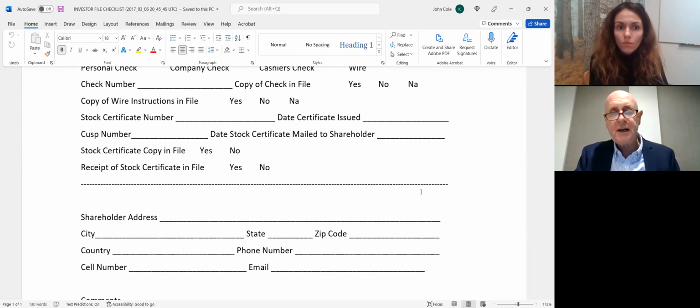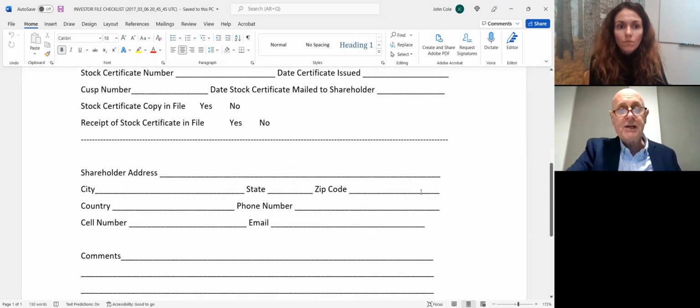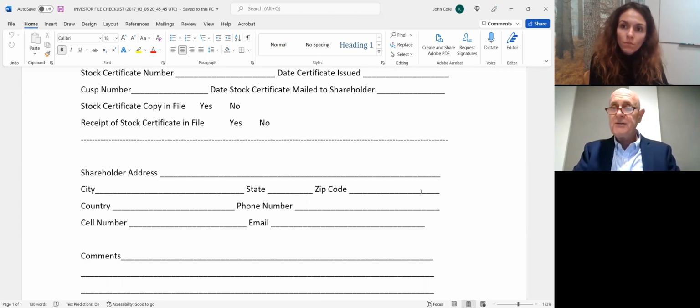And then stock certificate copy and file, yes or no? Yes, that's very critical. You copy the stock certificate before you send it to them. And then the receipt of stock certificate and file. There's an actual receipt that you send with the stock certificate that the shareholder signs and sends back to you. They send it back in a return envelope.